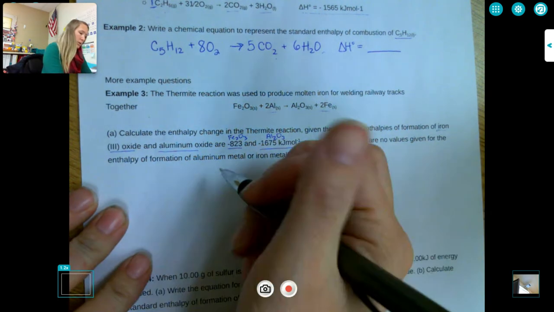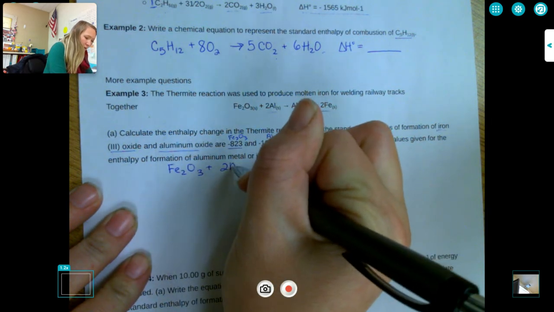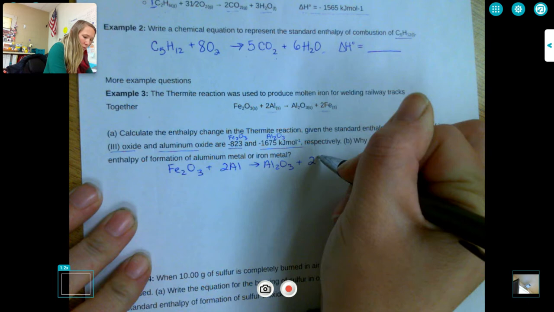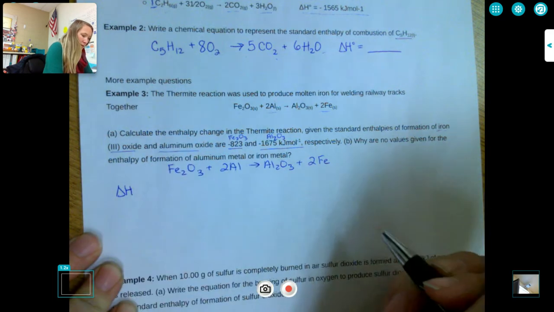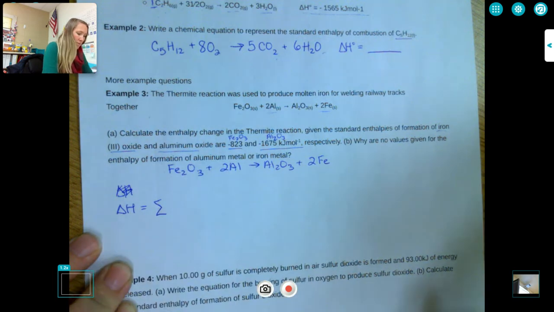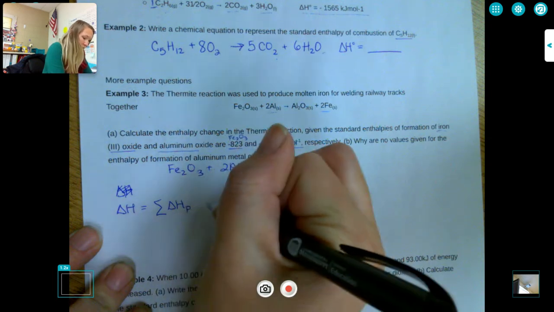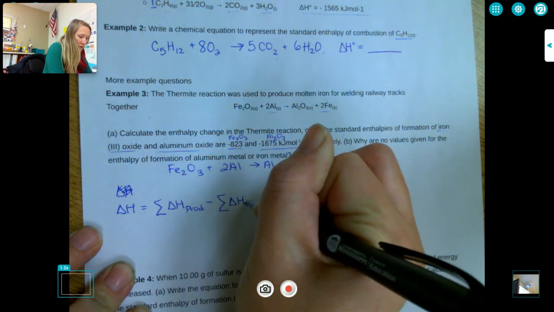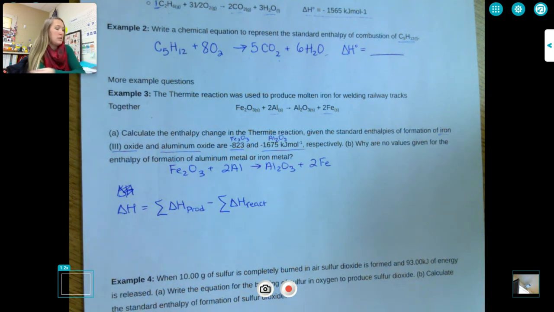So we will write our reaction: Fe2O3 plus 2 aluminums yields Al2O3 plus 2 irons. And we want our delta H. Remember, delta H is equal to the sum of my delta H of my products minus the sum of my delta H of my reactants. And we have to factor in molar quantities for these two.